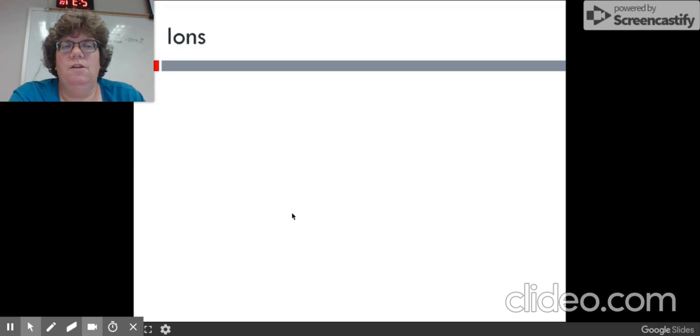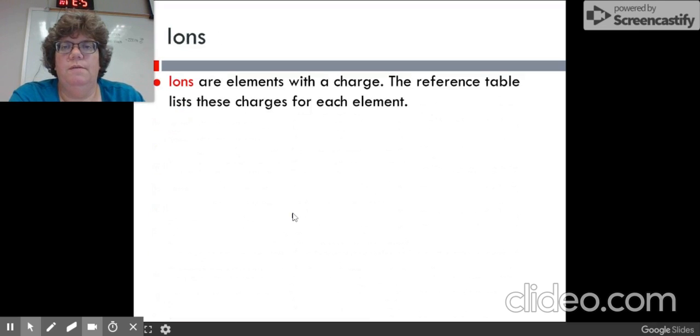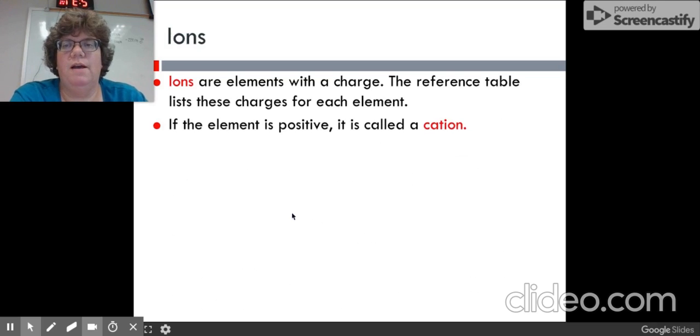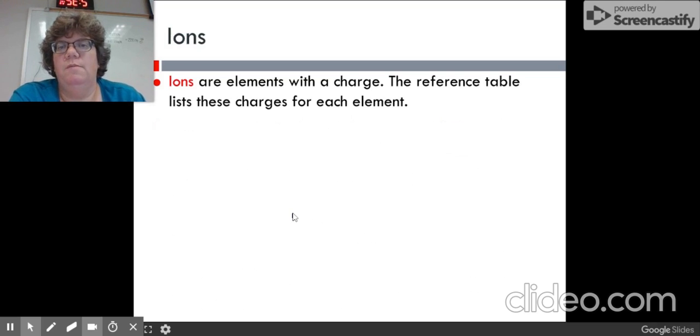When we look more closely at elements, we need to define the term ion. Ions are elements that have a charge. You should have a list in your reference table of all the different ions that has the specific charges for each element. Each element has its own specific charge. It does not change, it does not vary. They are set for all the elements.